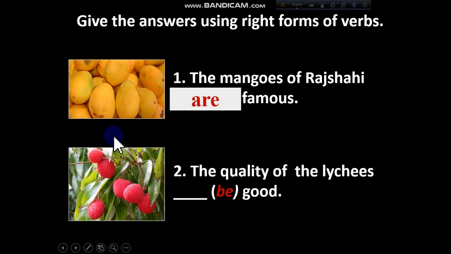Here is another example. The quality of the lychees is good or are good. You can see here the subject is the quality. And then in the prepositional phrase you can see the plural word lychees, but you should not go through that. You have to follow the subject, the quality. So the answer should be is.